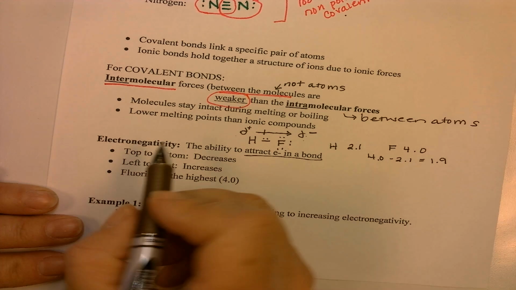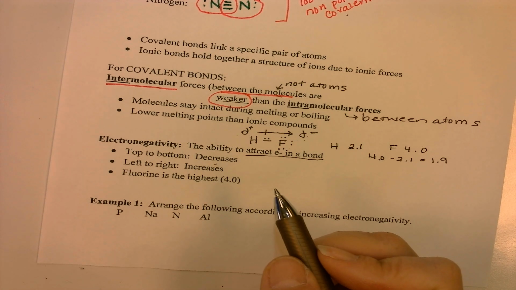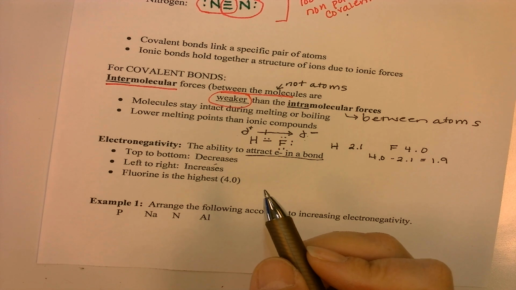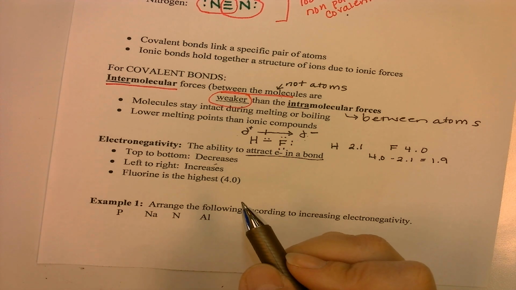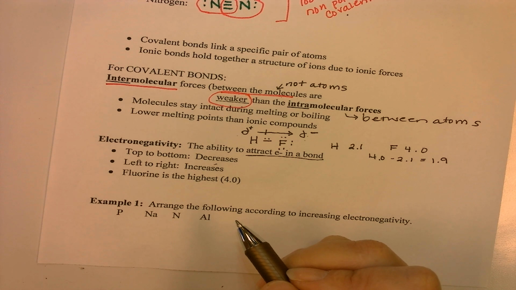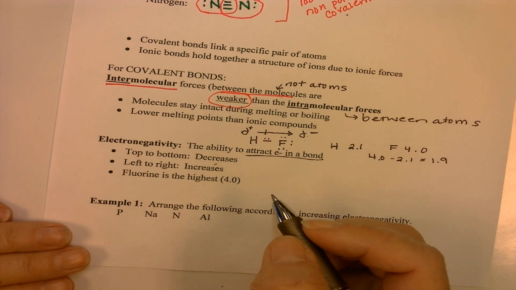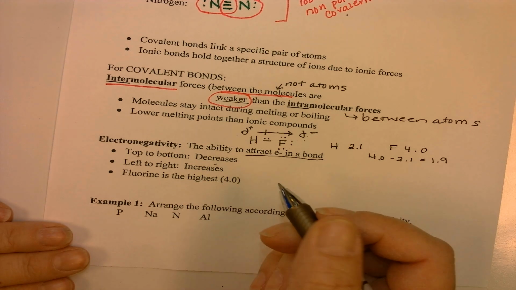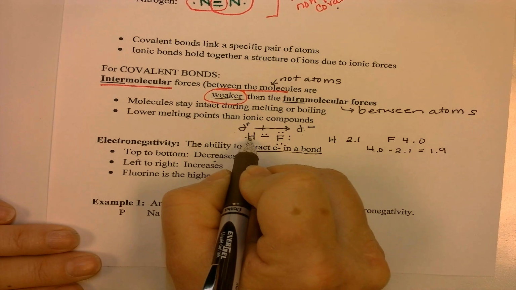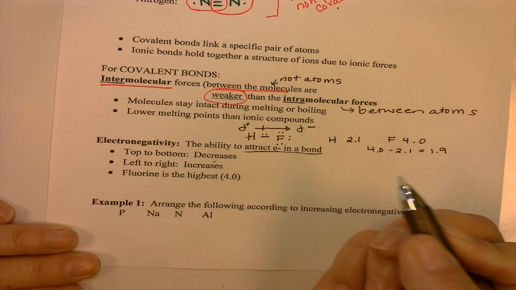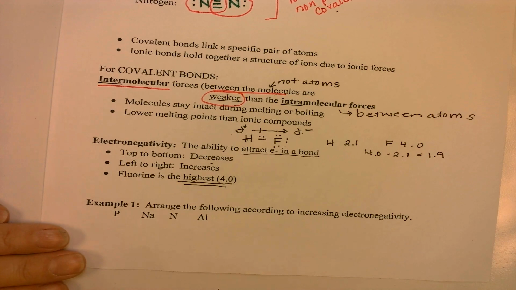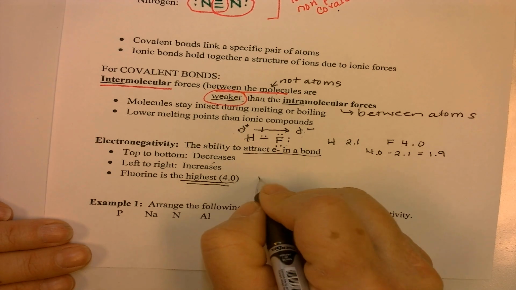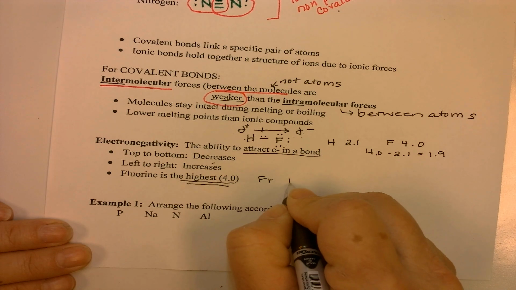So there is a trend, top to bottom, it's going to decrease. And the reason is because the valence electrons are getting farther away from the nucleus. Left to right, the electronegativity increases because due to nuclear effectiveness, those atoms are getting smaller. So therefore, the pull into the atoms for those electrons is greater. Fluorine has the highest electronegativity on the periodic table at 4.0, and francium has the lowest.